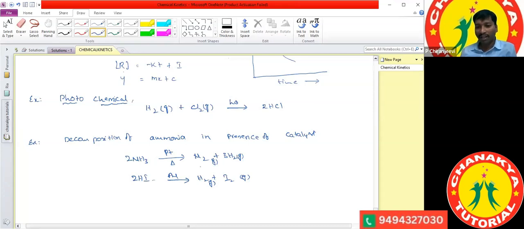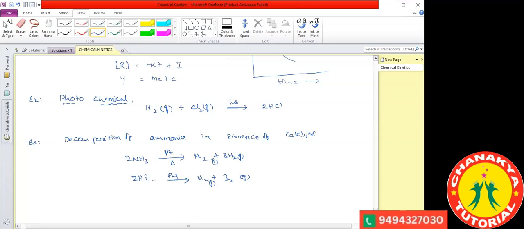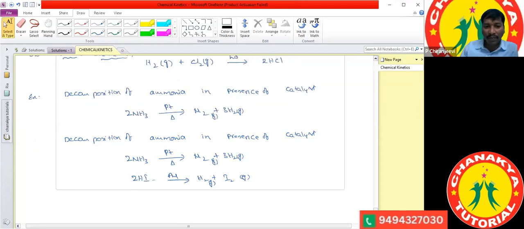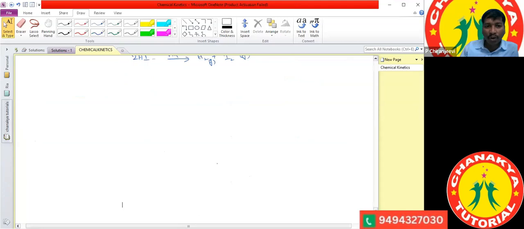Now you got the clarity, all of you, until here? Got the clarity, everyone? Yes. So then we'll go for the half-life period. Half-life period of the zero order reaction.